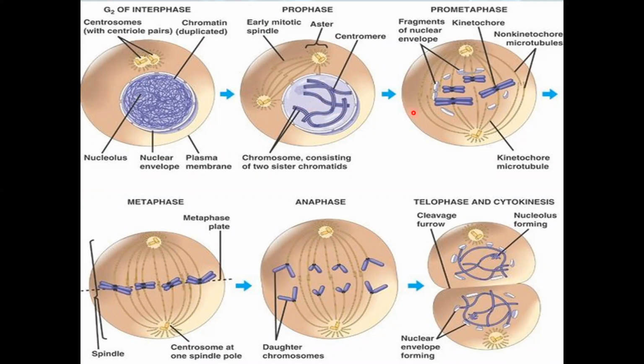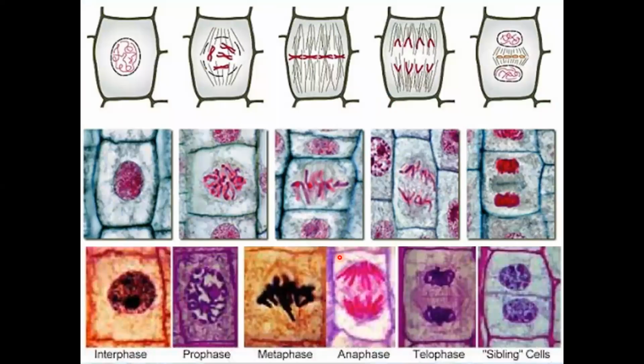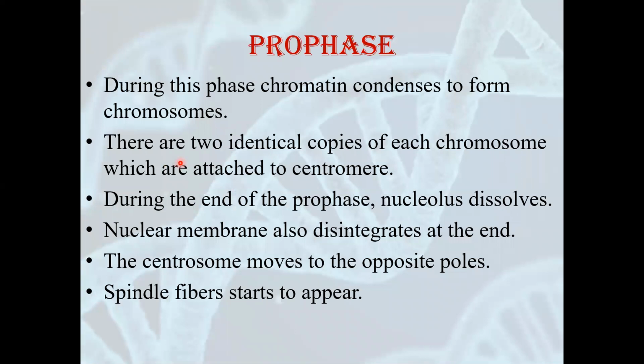We have already done this in the 8th chapter. In all these figures you can see, and here also. It's not very clear, but still you can understand. Here at the center, there will be the centromere. There are two identical copies of each chromosome which are attached to the centromere. During the end of prophase, the nucleolus will dissolve. If you have studied the 8th chapter, you know what a nucleolus is. It is a body present inside the nucleus. Slowly, this nucleolus will get dissolved.